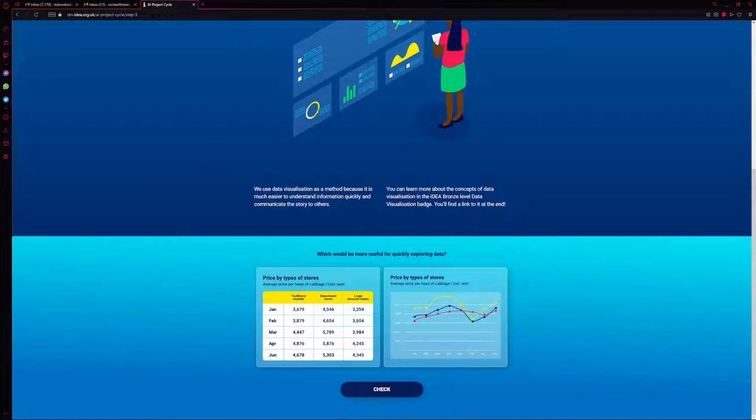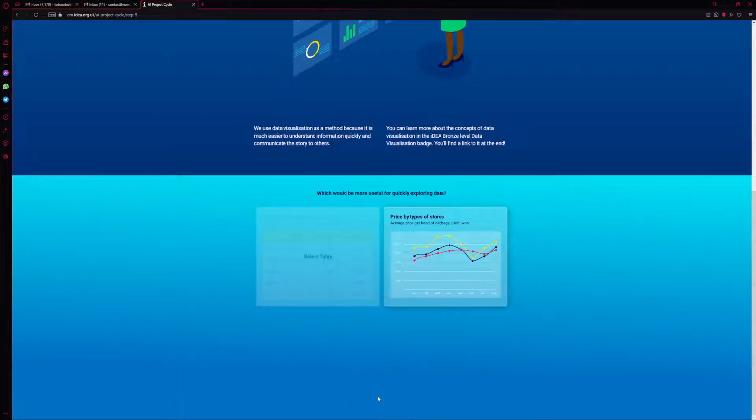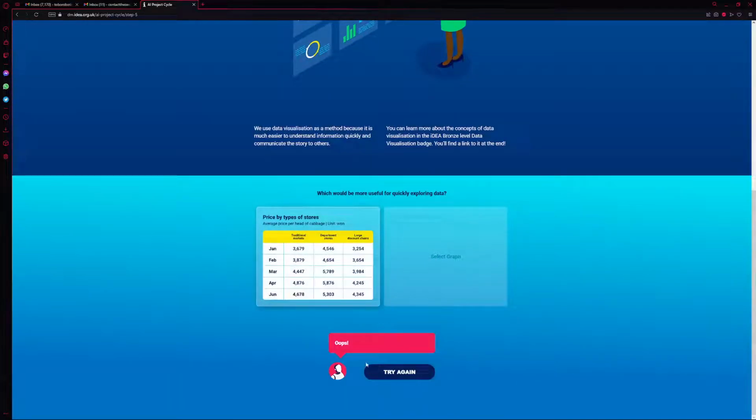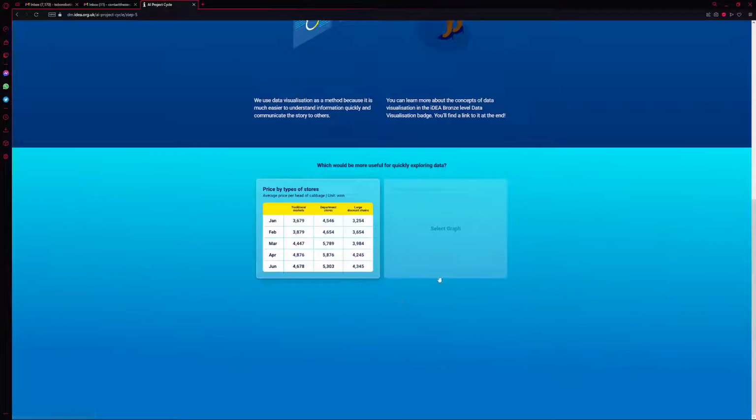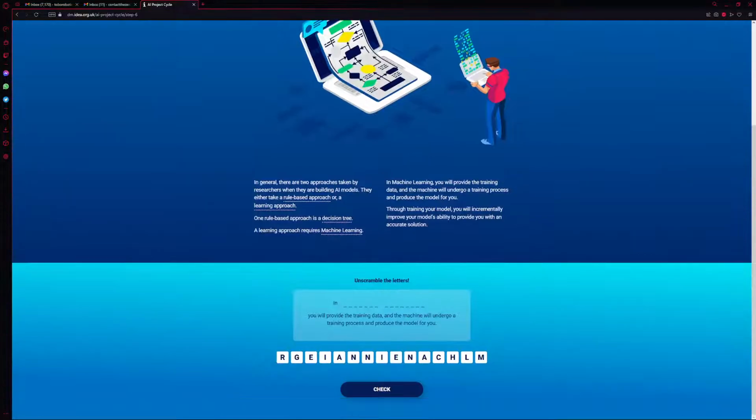You can learn more about the concepts of data visualization on the IDEA Bronze Level Data Visualization badge. You'll find the link at the end. Which would be more useful for quickly exploring data? It would be the table here. Nope, it wasn't. The graph. The graph. That's what I meant to say. The graph. Okay, next. Modeling.